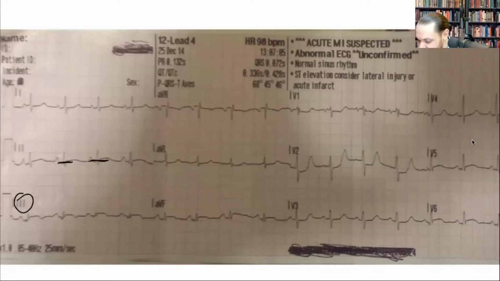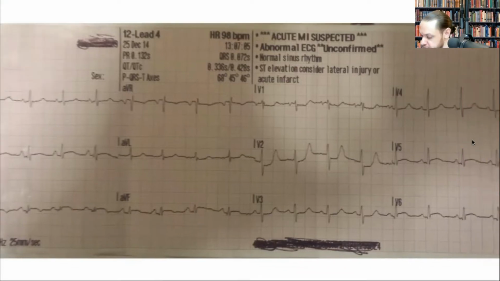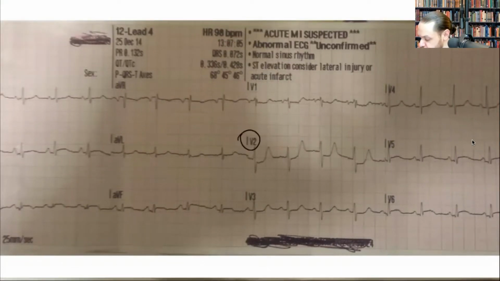Yeah. V2 is clear as day. You could see it, but what I'm saying is they're not so big that I'm like, oh my God, there's elevations through the roof. You could see it in the inferior leads, right? But what caught my attention here is this. You see how much the depression there is here? You see how it's depressed?